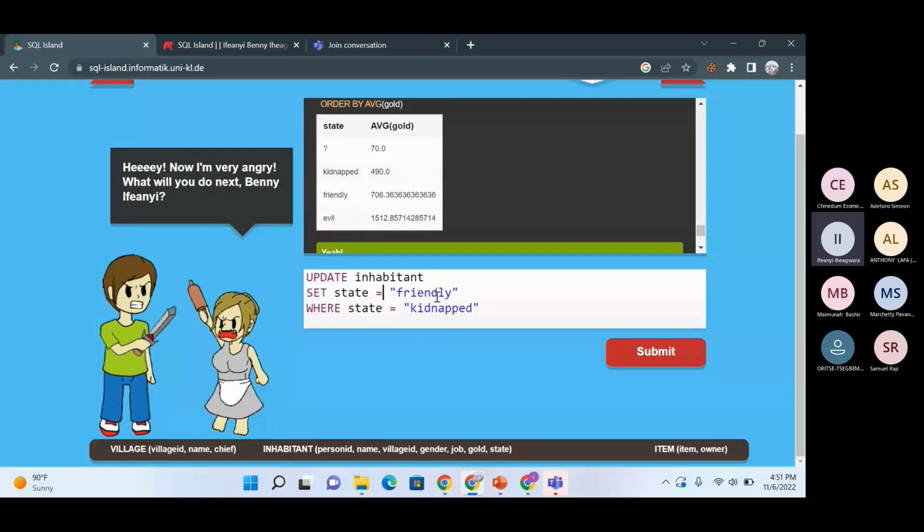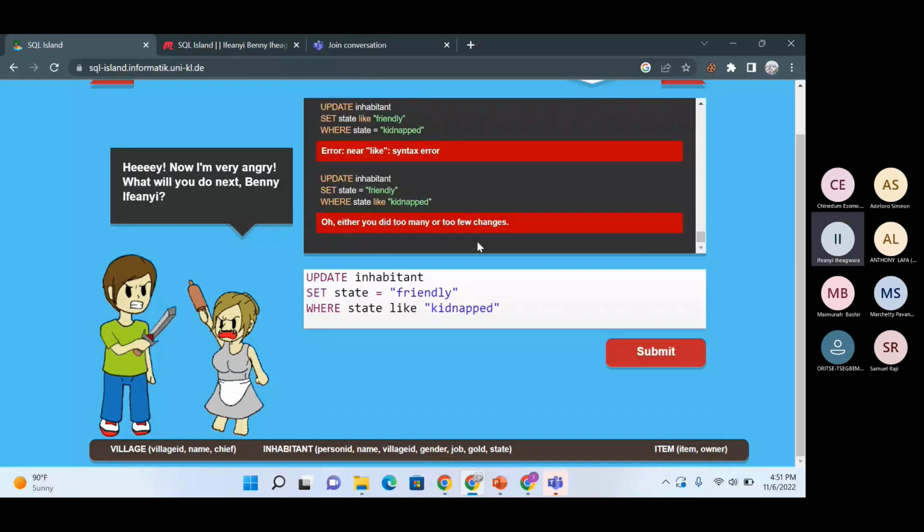The state. Okay, so I think there's something I'm missing here. Okay, so what we need to do is set our state to kidnapped. I've updated this. Do you have a clue of what maybe I could be doing wrong?